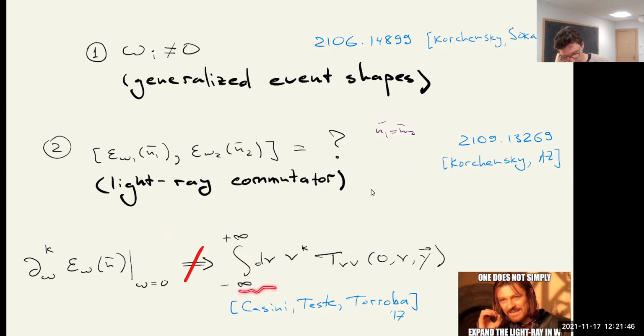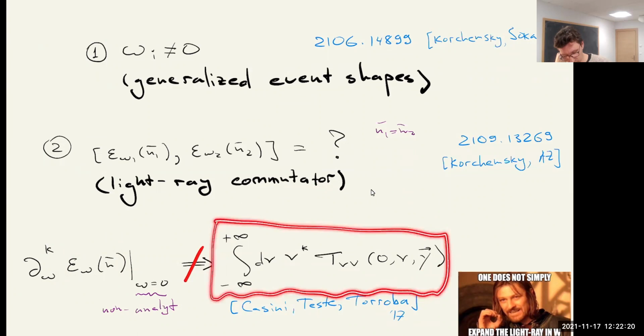The fact that this object is ill-defined manifests itself in the fact that the matrix elements of E omega are not analytic around omega equals 0. If you try to expand around omega equals 0, they are non-analytic there. So if you want to insert something like this, you have to specify from which side you are coming, from positive omega or from negative omega. In other words, this object by itself is not well defined. You have to regularize it.